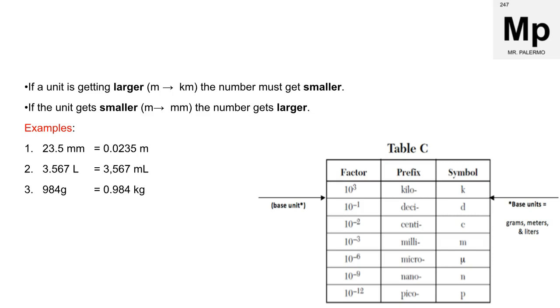Okay, so if a unit is getting larger, for example, going from meter, which is a base unit, 10 to the 0, to kilometer, which is 10 to the 3rd on my table, the number is going to get smaller because I'm going to have less of them because I have a larger unit. And if I'm going from a bigger unit to a smaller unit, then the number is going to get larger because I'm going to have more of those smaller units. So let's see an example.